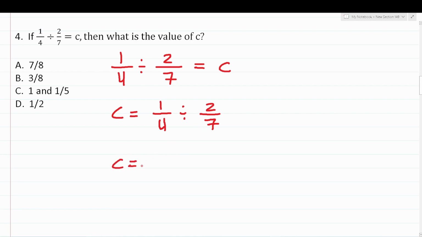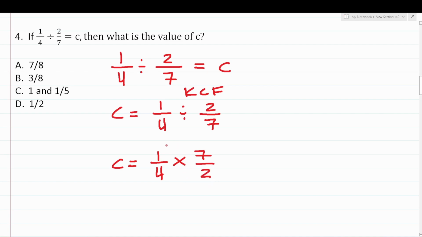Well, in order to divide fractions, you follow the algorithm keep, change, flip. Keep refers to this first fraction, you keep it the same. Change refers to this division symbol. You change that from division to multiplication. Flip refers to the second fraction. Instead of being 2/7, you're going to flip it to be 7/2.